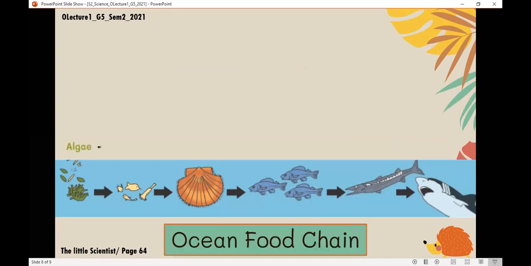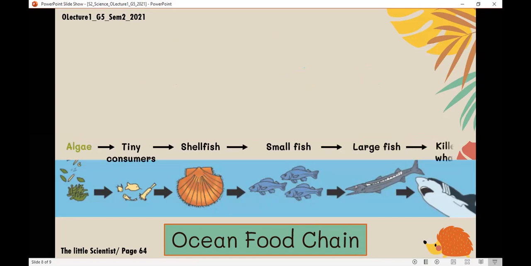Algae are eaten by tiny consumers. Tiny consumers are eaten by shellfish. Shellfish are eaten by small fish. Small fish are eaten by large fish. The large fish are eaten by the killer whale. That's right. Who is the producer in this food chain? The alga. The alga is the producer. It makes its own food.